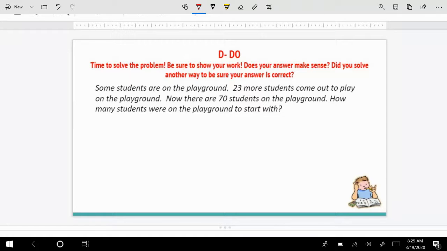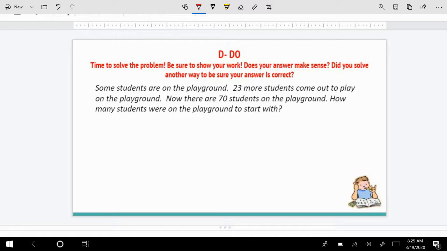So when we go back to this problem, some students are on the playground. 23 more students come out to play on the playground. Now there are 70 students on the playground. How many students were on the playground to start with? So you should have gone through the whole read process where you read it. Then we talked about what happened in the beginning, middle, and the end. Then you had a chance to do your imagine and then decide, and now we're at the do stage.